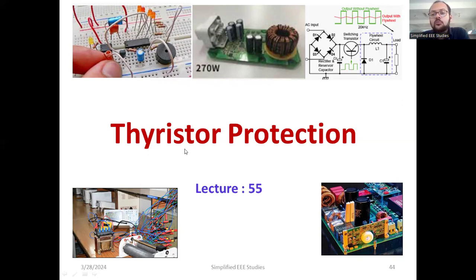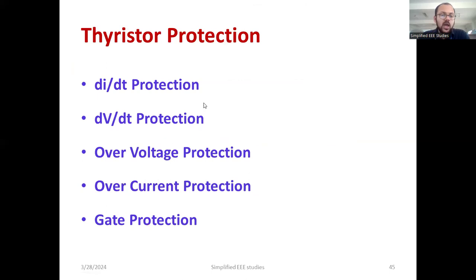What are the different types of thyristor protection? As you can observe, we have a few types of thyristor protection which are readily available. There are many more, but I'll be discussing the most important thyristor protection available right now: dI/dt protection, dV/dt protection, overvoltage protection, overcurrent protection, and finally gate protection.